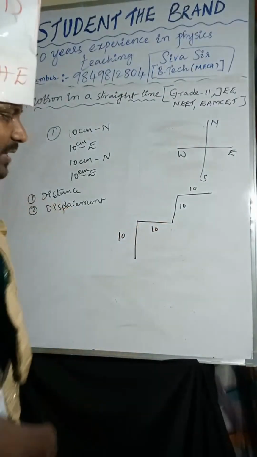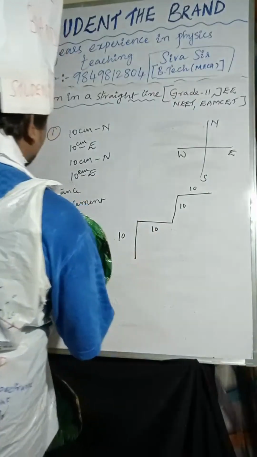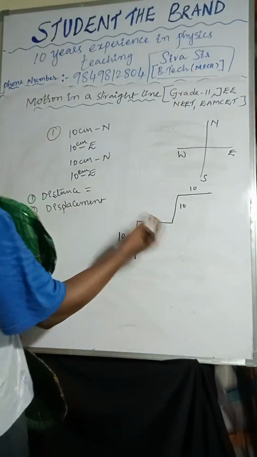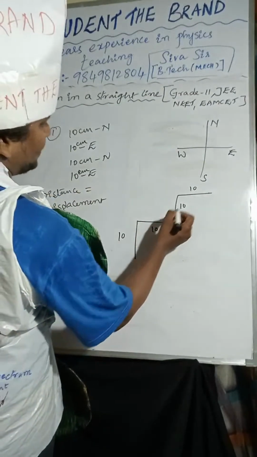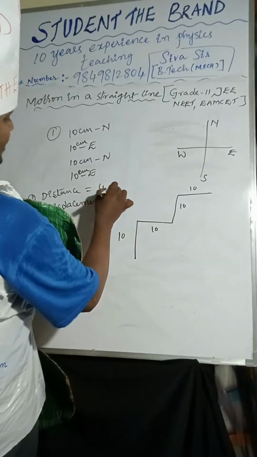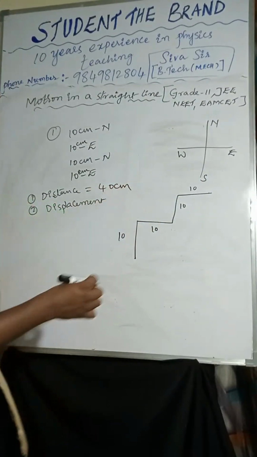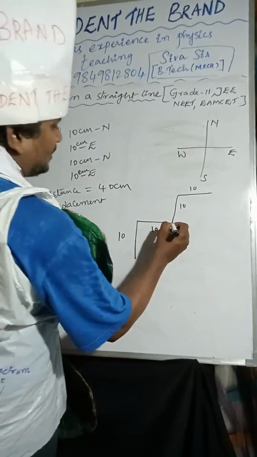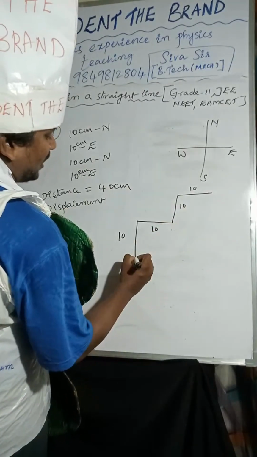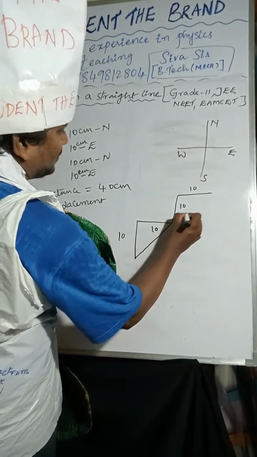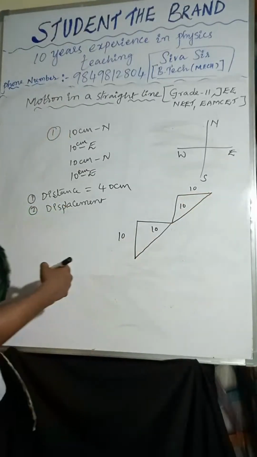The first point is so simple. Distance means directly you can add everything. So 10 plus 10 plus 10 plus 10, 40 centimeter. But displacement is different. It is the shortest path, as I said. So from here to here, we need to find out this one.